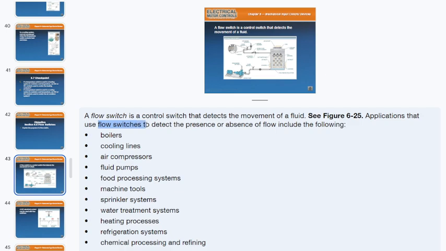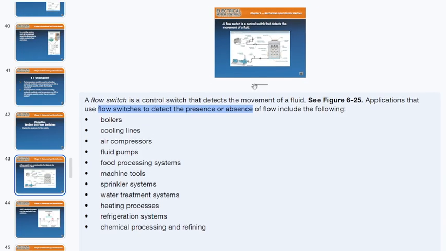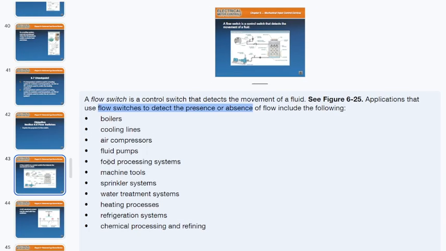And as I said, flow switches can either sense that there's something there, presence, or sense that there is not something there. All right, for example, it's not sensing any water going through the pipe. Well, then we got an emergency here because water should be going through the pipe. Or food processing system, we're out of Gatorade. Oh no, everybody panic.